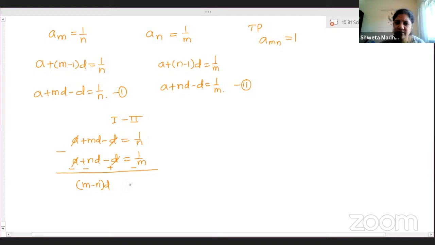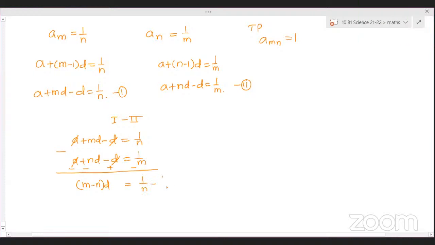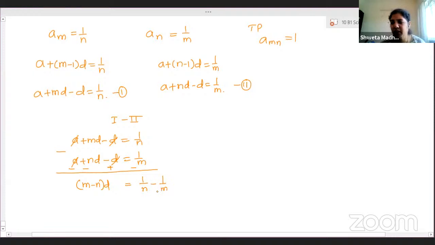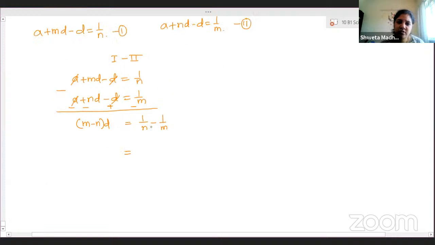Is this clear? Equal to 1 by n minus 1 by m. Simplify this. So the LCM is mn. This is m minus n over mn is equal to m minus n into d. So this m minus n in the numerator, this side gets cancelled. So d is equal to 1 by mn.